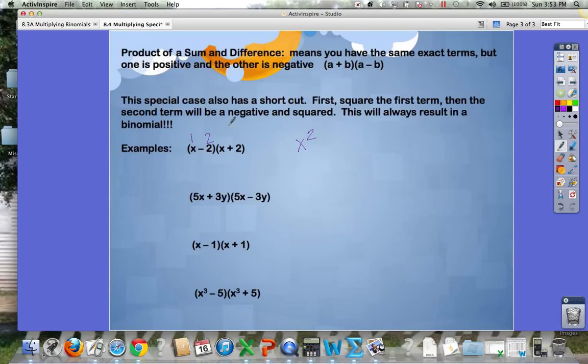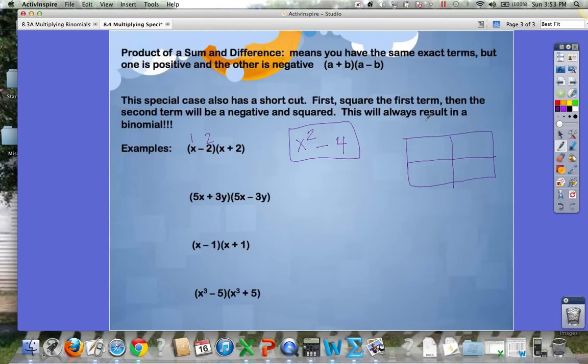And then the second term will be squared, but it will be negative. So squaring this will be 2 squared, which is 4. And our answer will be always negative. That is all that it is. It's a binomial. Now, if you wanted to make a box like we did before, I'll show you how this works, why it's just a binomial when you're finished.